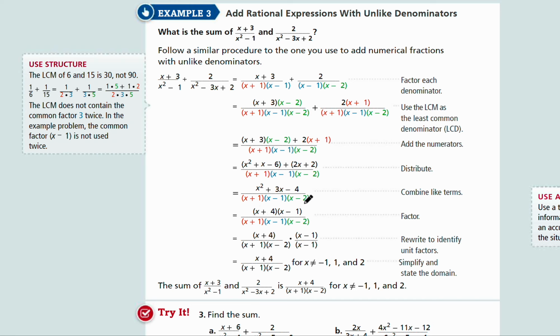Yes, you can. You have x plus 4 and x minus 1, and it just happens that you can cancel this factor out, right? x minus 1 and x minus 1. So then whatever you have left would be x plus 4 over x plus 1 times x minus 2. And we know that the domain cannot be 1, negative 1, or 2, looking at our original rational functions. So you can simplify and then state the domain. That is your final answer.